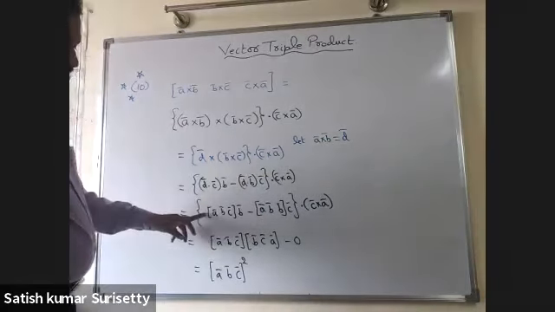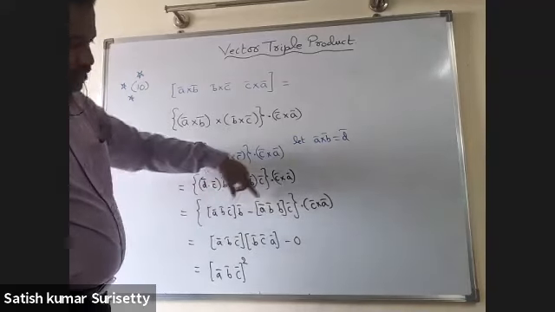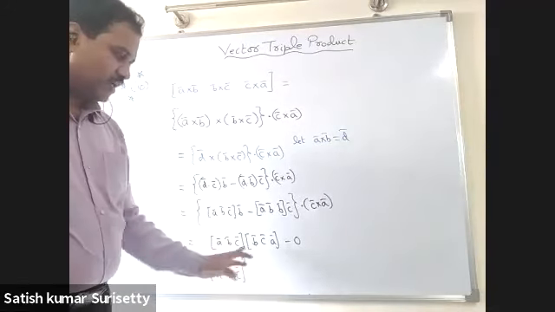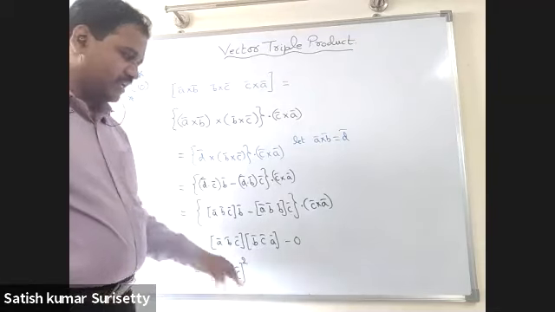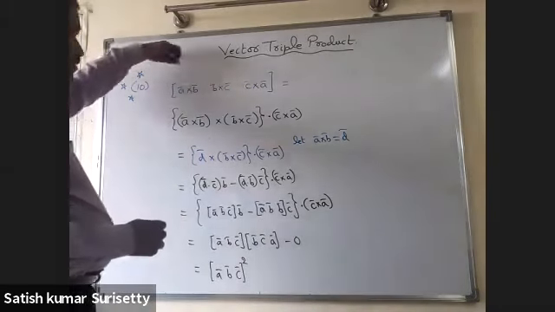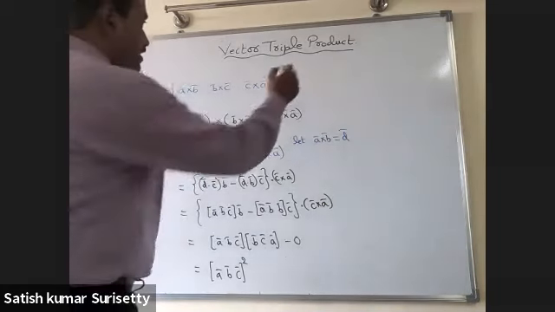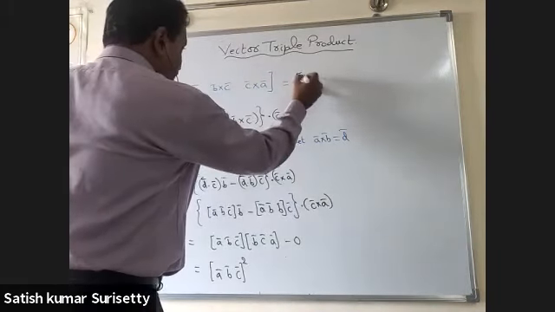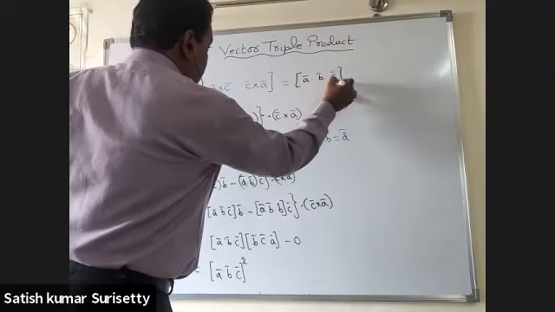So it will be scalar triple product of ABC into scalar triple product of BCA. But these two are the same. So scalar triple product of ABC whole square. So it's a very important formula. Scalar triple product of A cross B, B cross C, C cross A, we have derived as scalar triple product of A bar, B bar, C bar whole square.